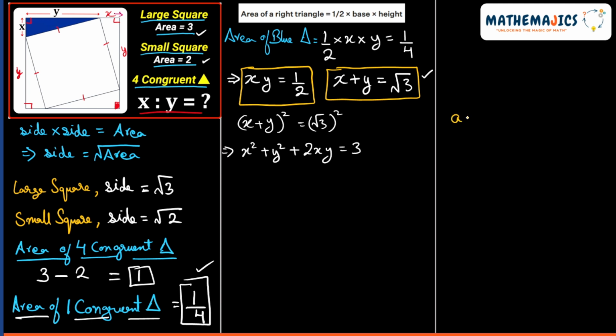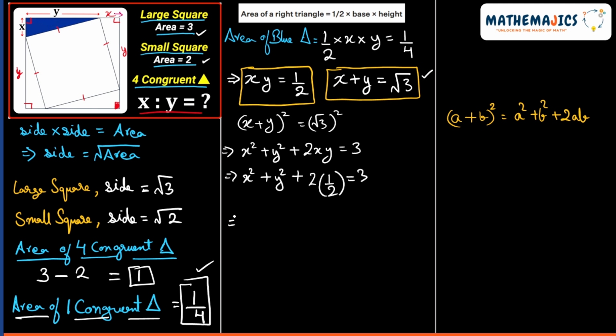What is that algebraic identity? (a + b)² = a² + b² + 2ab. I used this identity. Okay, let's solve this further. We will get x² + y². Now I'll be using the value of xy that I found in the beginning. This xy is 1/2. So let's write it down as 1/2 = 3. Solving this further, we will get x² + y² = 2.